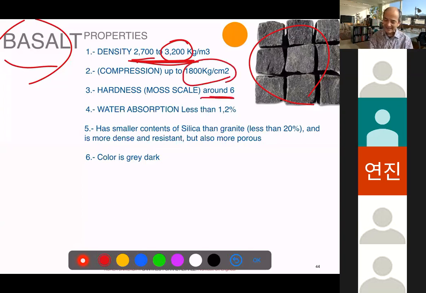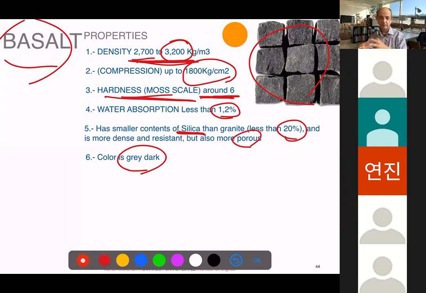It is less hard because it has less quartz, and it can be porous because, as we said, this is very fast cooling, so it can have some porosity. And because it has very little silica, less than 20%, it is less resistant to scratch, but also a bit porous. And usually it's gray to black, dark gray, light gray. So there are many varieties of basalt, of course, depending on how it solidifies. And you see this is a range of it. But still it is the densest, hardest stone we have on Earth.